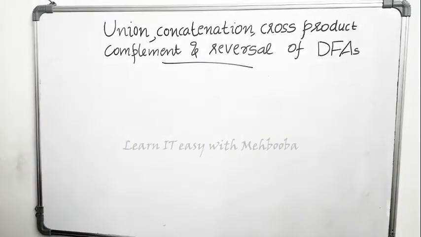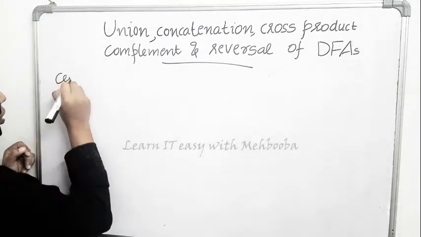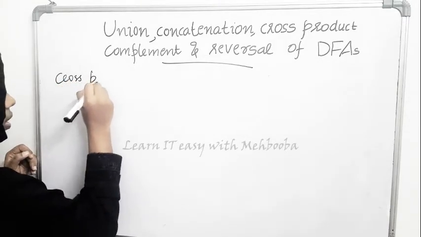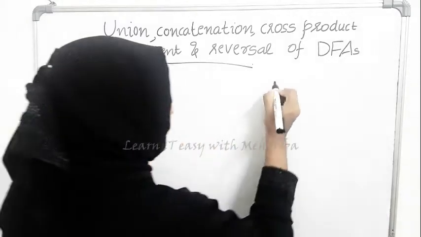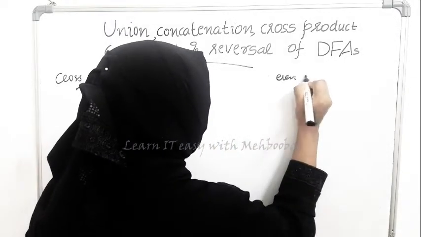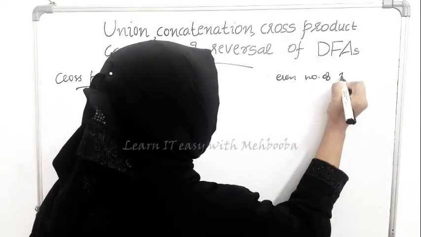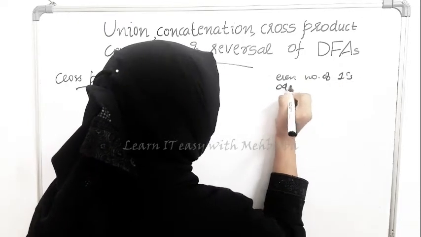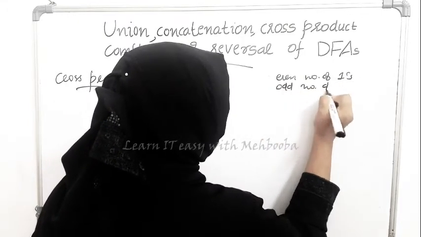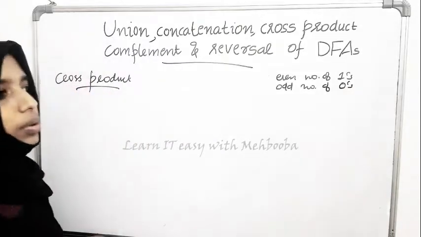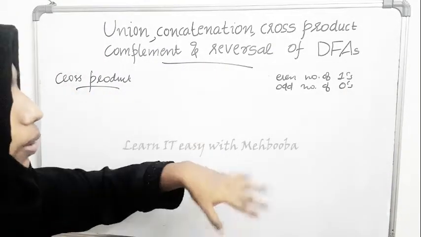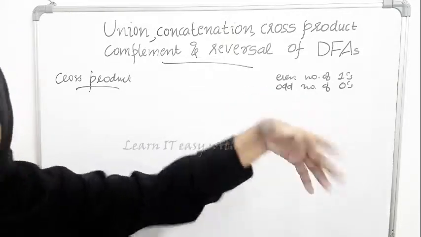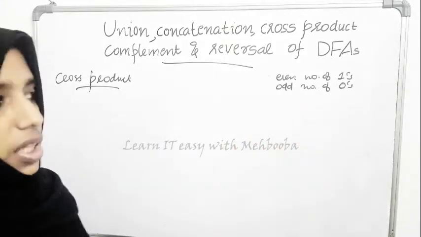So we will see cross product. For cross product, the example that I am taking is, I want to design a DFA that accepts even number of ones and odd number of zeros. Okay. So again the alphabet is 0, 1. Now we want to create a DFA that accepts even number of ones and odd number of zeros.